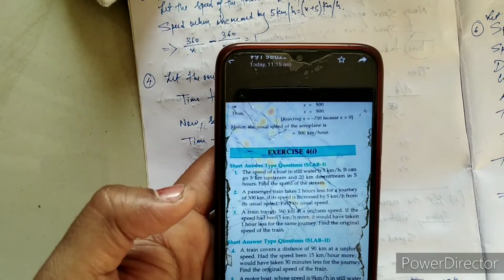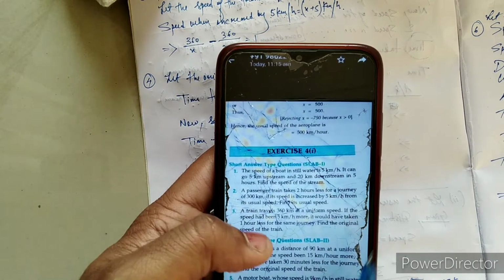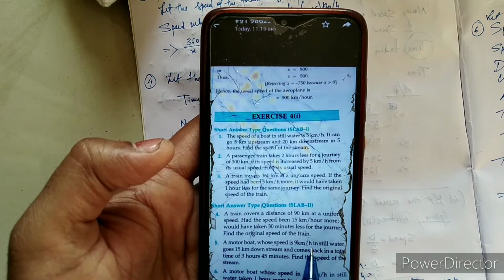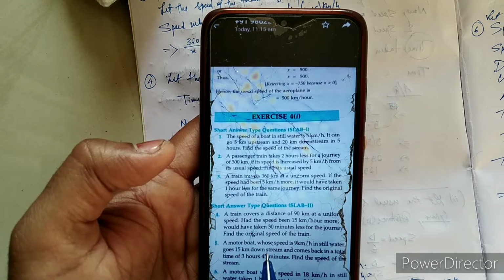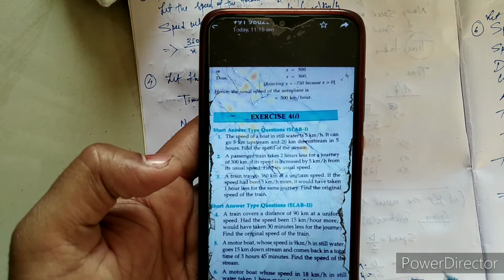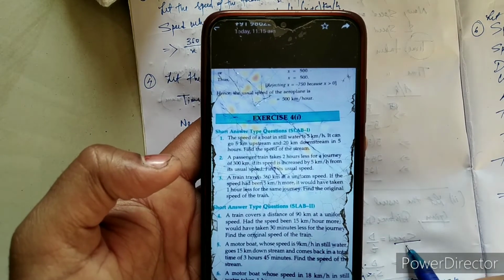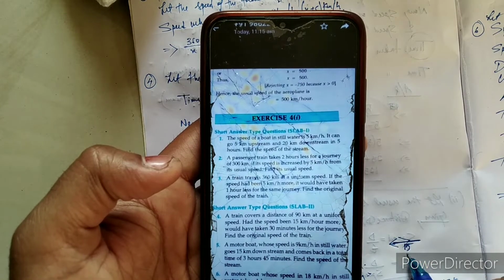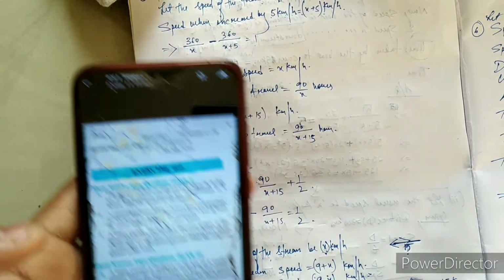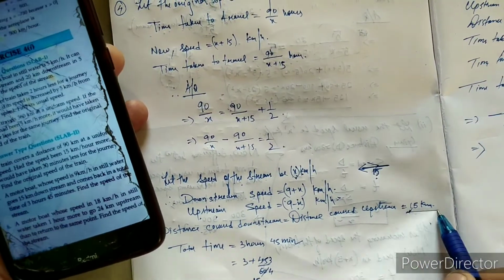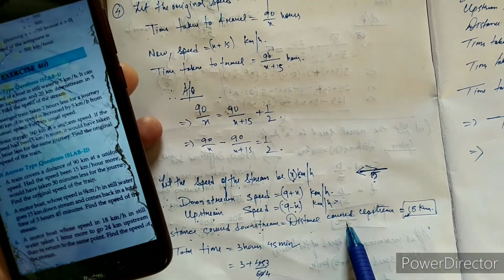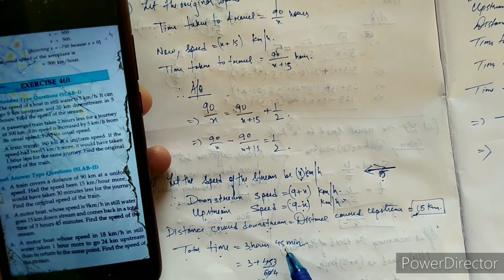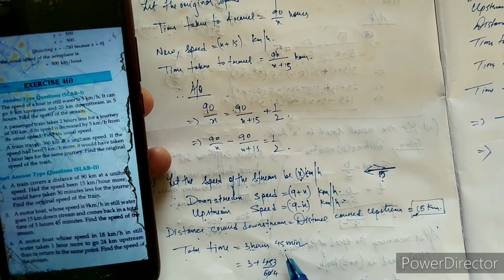Now if you read it here, question number 5, you can have a check, maybe it might not be clear here. A motorboat whose speed is 9 km per hour in still water goes 15 km downstream and comes back in the total time. Means it is going 15 km, again it's coming 15 km, so both upstream and downstream are 15 km. That's why I've written this 15 km here. Distance covered downstream and upstream is equal to 15 km. Now the total time given to you is 3 hours 45 minutes. So 3 hours, we have to convert this into hours.